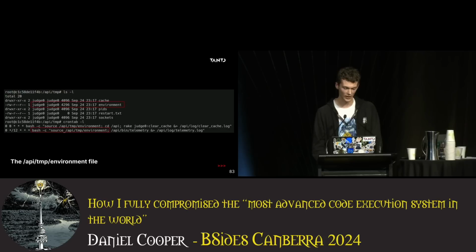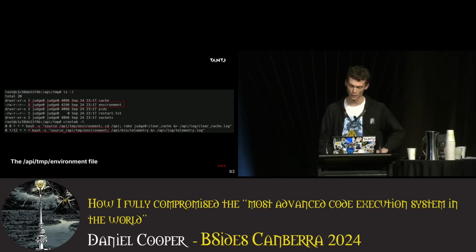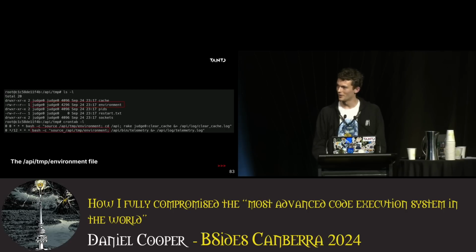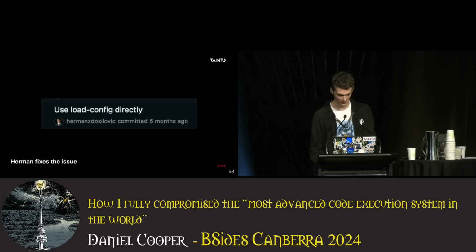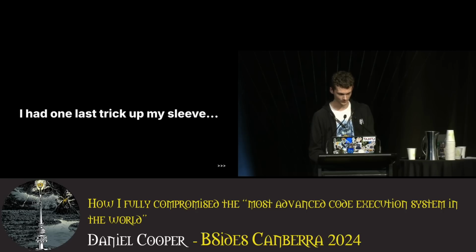That's what I thought, except it turns out that Herman had accidentally broken the crontab when he changed to the user judge0, because crontab needs to be started as root. So I asked him to fix that so that I could get my vulnerability to work, but I'm just joking. I told him about the vulnerability as well and he fixed that very quickly, which I'm very appreciative of. And here's the commit.